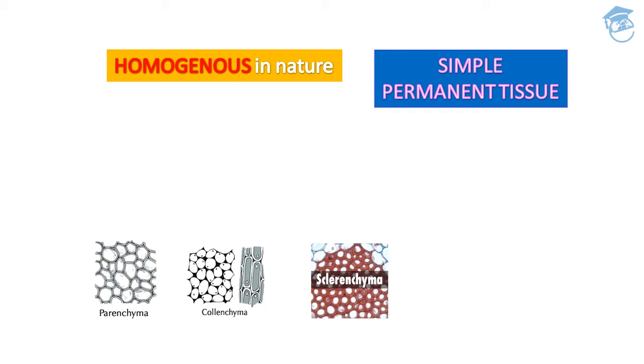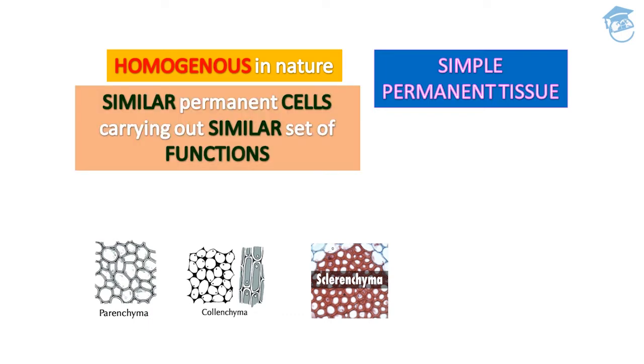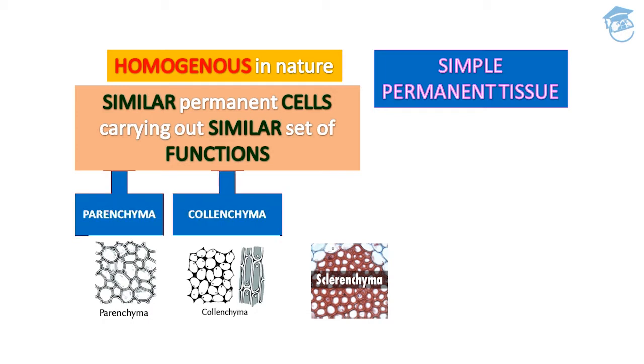So simple permanent tissues are homogeneous in nature. A simple tissue is made up of only one type of cell, that's why they are called homogeneous in nature. Similar permanent cells carry out a similar set of functions. So this is parenchyma, this is collenchyma and this is sclerenchyma. These three are simple permanent tissues.